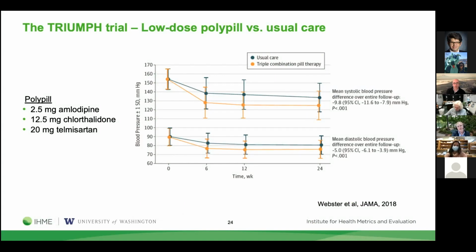Here in Sri Lanka, they randomized folks to this fixed dose combination or polypill of amlodipine, chlorthalidone, and telmisartan: cheap, well understood, common medications, but packaged together, used simultaneously from the get-go rather than starting a person on one pill and then waiting and turning the dose up over time. Using them together at low dose, they achieved, in a short period of time, 24 weeks, a 10 millimeter reduction in systolic blood pressure compared to usual care. So these were hospital-based primary care clinics.